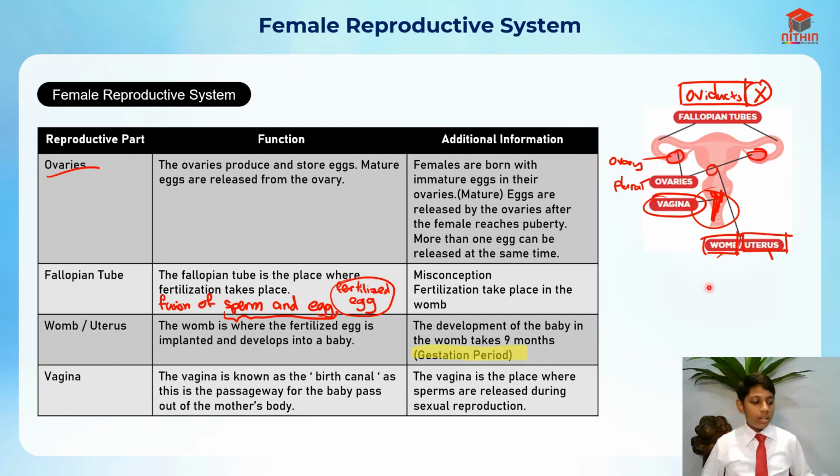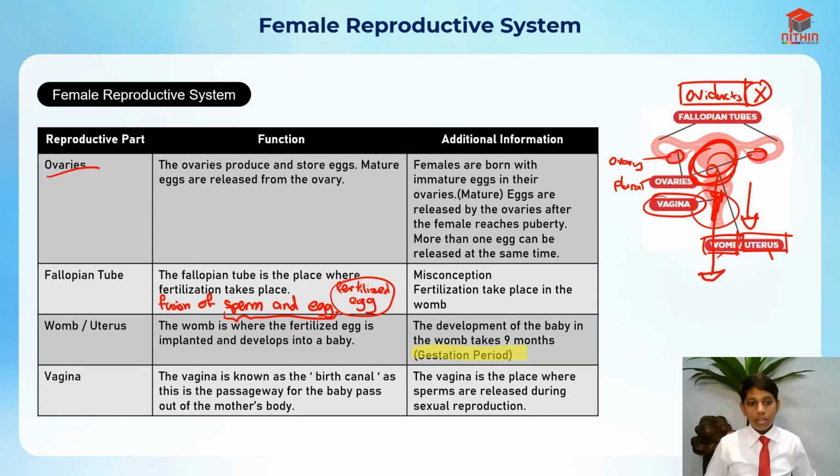Okay, next, lastly for this part, the vagina. The vagina is also known as the birth canal, as this is the passageway for the baby to pass out of the mother's body. The vagina is also the place where sperms are released during sexual reproduction. So remember I told you that? Basically, the baby comes out from the vagina. If the baby grows in the womb, over here, it's a very big baby, so it will come out of the vagina like that.